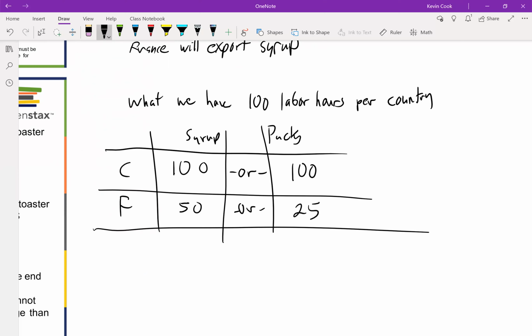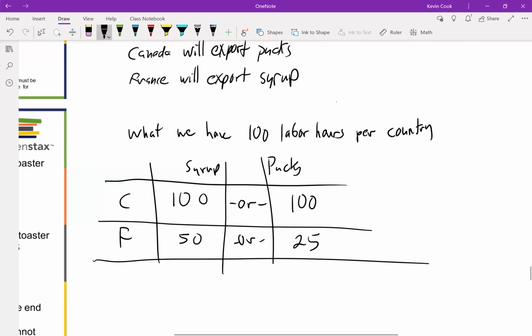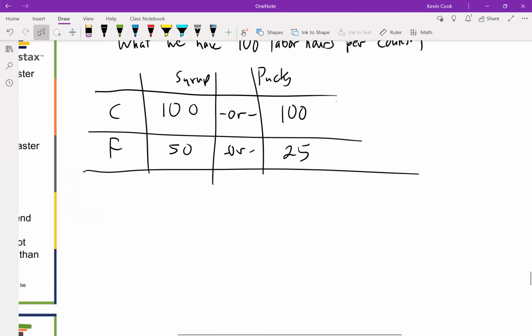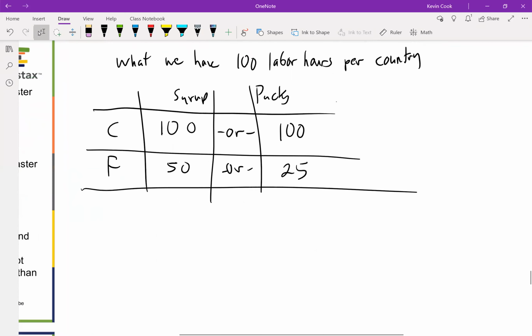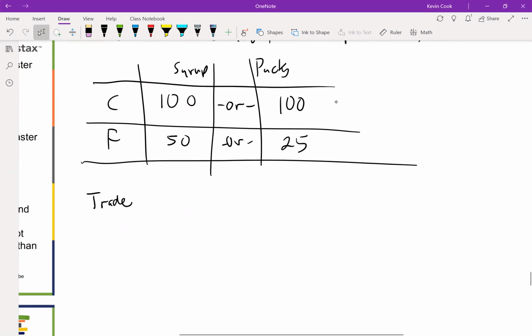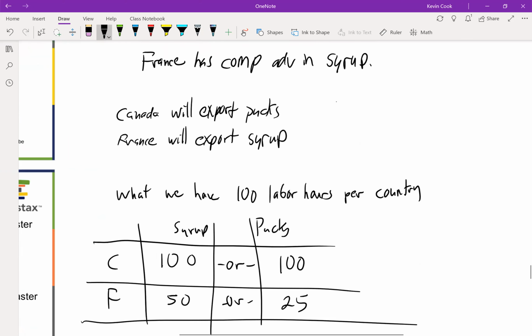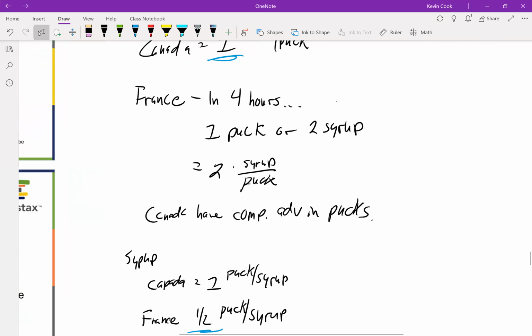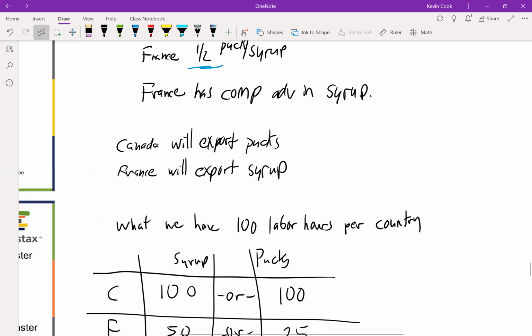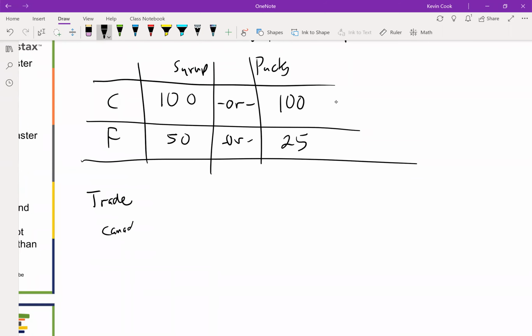So what we'll get into here is, first we want to find a trade range. So if Canada's going to export pucks, this means that Canada won't take, Canada will not sell a puck for less than 1 syrup.